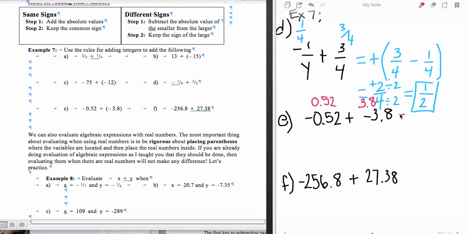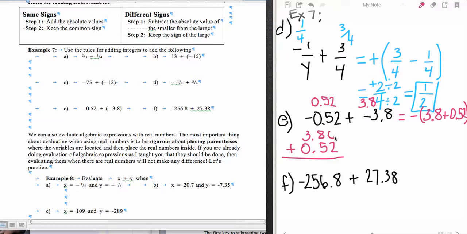So I'm going to actually show that over here, and then I'm going to do my addition in columns. So I have a 3.8 and I have a 0.52 that I'm going to be adding together because they are like signs. And then I'm also going to show what I'm going to do when I'm done. When I'm done, the second step is keep this common sign. So I'm going to put the negative out here. So I'm going to add them up, and then I'm going to keep their common sign. So I'm going to put over here 3.8, and I'm going to put in a 0.52 in columns so that you can see this addition more easily.